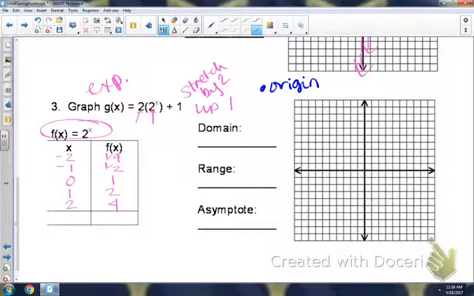So I need to shift it up 1. So there's my new origin. That's not going to be a point on your graph. That's just my new origin. Okay? So we went up 1. Now we need to stretch by 2.